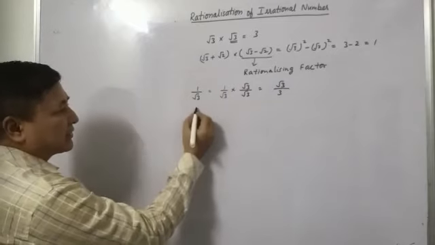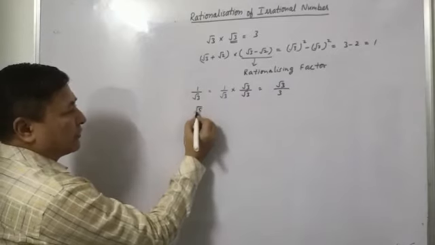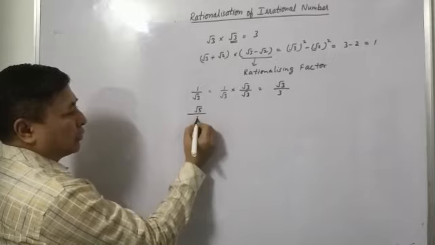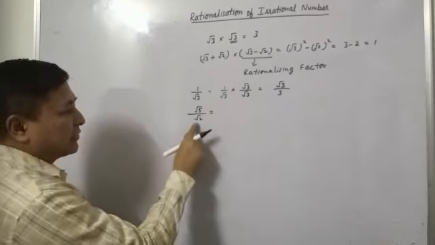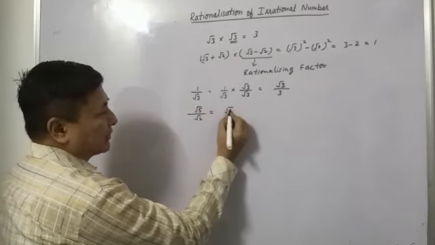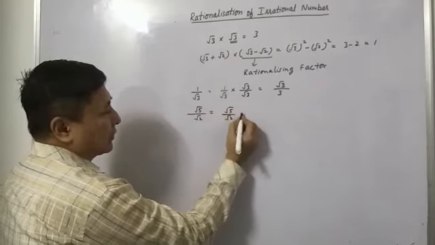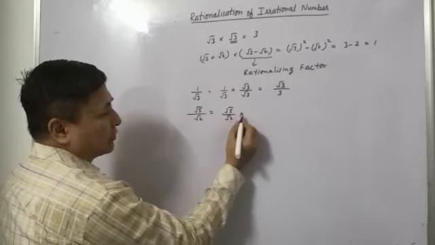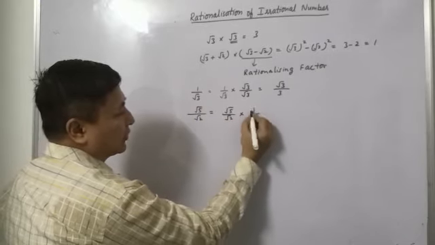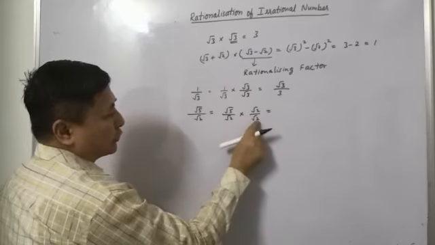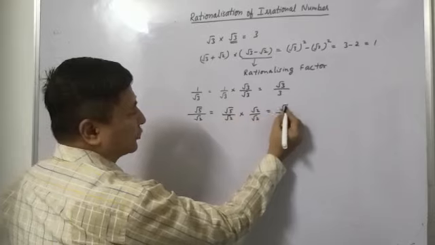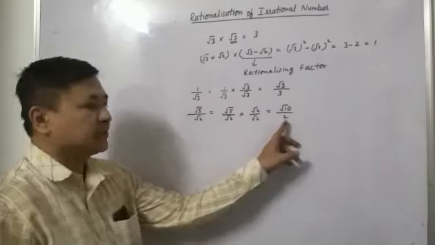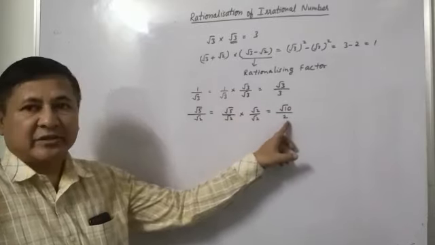Let us take another example, root 5 upon root 2. If you want a rational number in the denominator, we will multiply both numerator and denominator by root 2. So root 2 into root 2 will become 2, and root 5 into root 2 will become root 10. Now, as you can see, the denominator is a rational number.